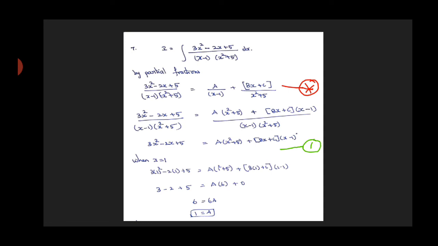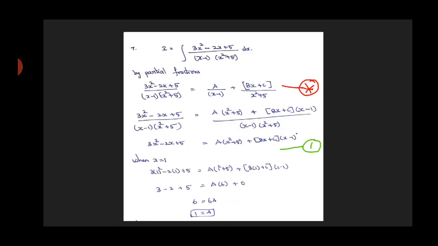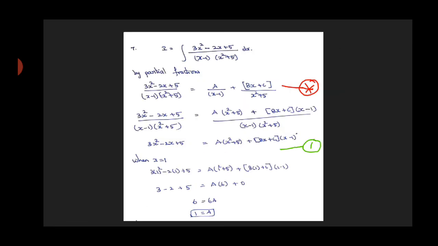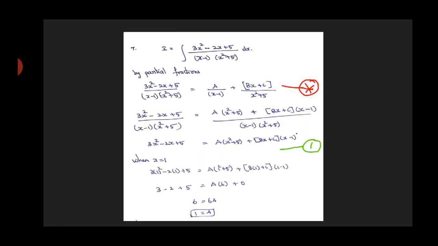When x equal to 0, what happens, the green color equation becomes 3 into 0 minus 2 into 0 plus 5. So we get 5 on the left side. And the right side, a into 0 plus 5, right? So a into 5 plus b into 0 plus c. So c alone we get, and into x minus 1. So 0 minus 1, so minus 1. So we have 5a minus 5.